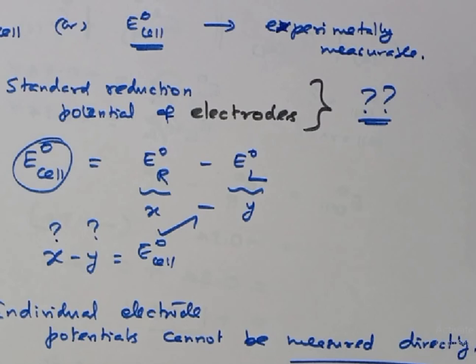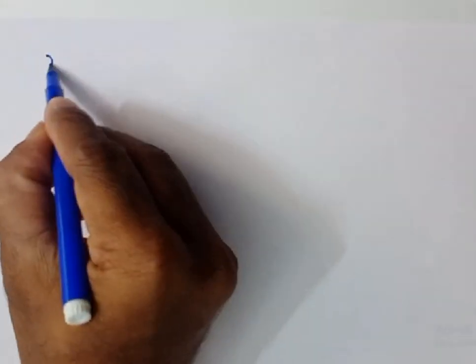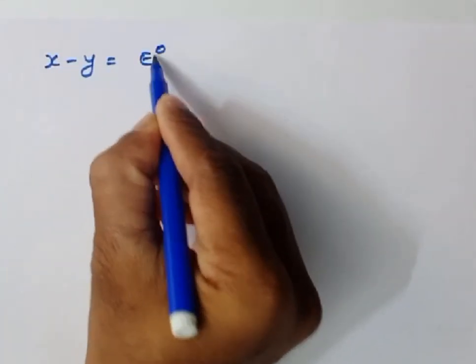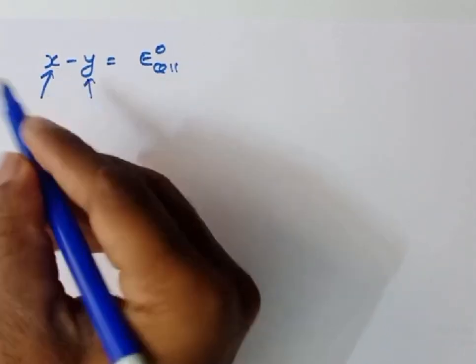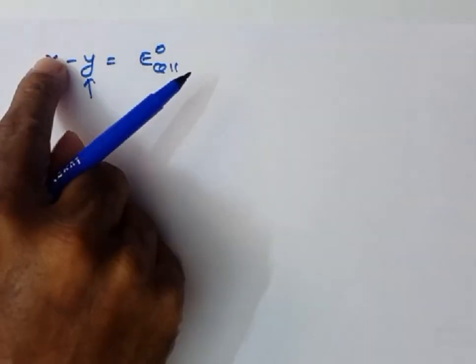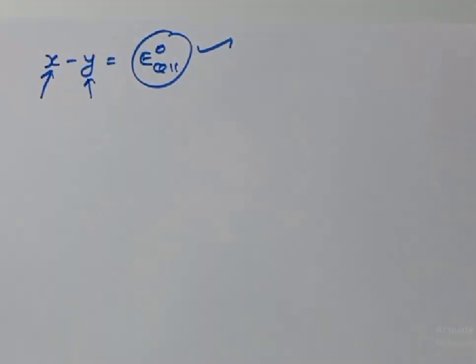So in order to measure the electrode potentials, people have given some idea. What's the idea? You can use reference electrodes. What is meant by that? We know only the difference. Suppose x minus y equals E naught cell, where x is the reduction potential of one electrode and y is the reduction potential of another electrode. We don't know the value of x, we don't know the value of y, but we know this value. The difference is available. Only the difference can be measured.